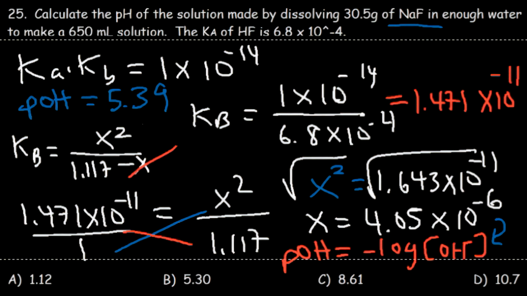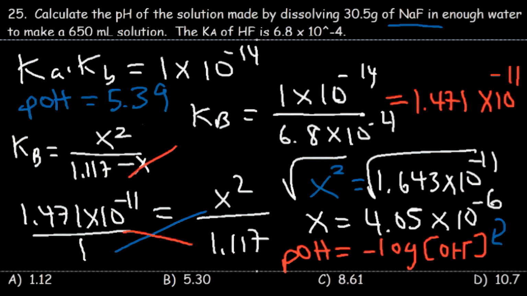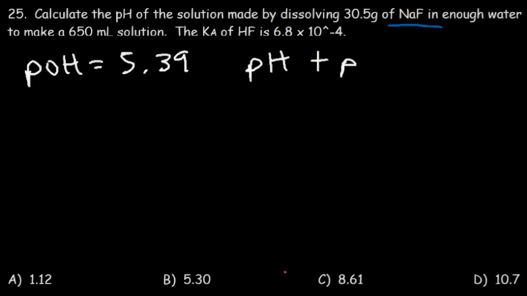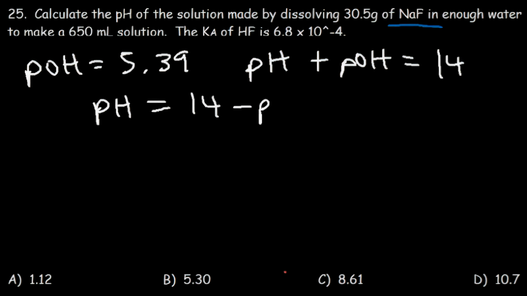So using pOH, we can now calculate the pH value. So we said pOH was 5.39. Now the pH plus the pOH, in an aqueous environment, these two numbers add up to 14. So therefore pH is equal to 14 minus pOH. So if you subtract 14 by 5.39, you'll get the pH value.